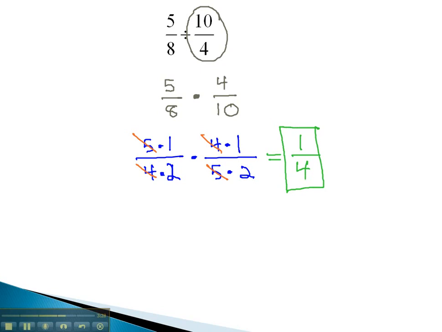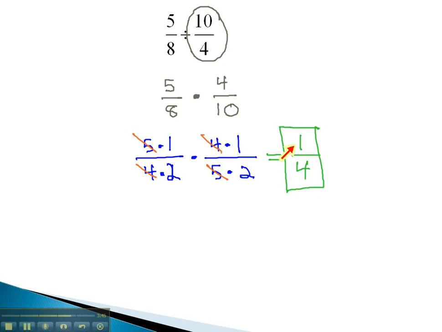It is important to note that when everything divided out of the numerator, it did not mean the answer was 0 or 4. It simply means when everything divides out, there is a 1 left over in the numerator.